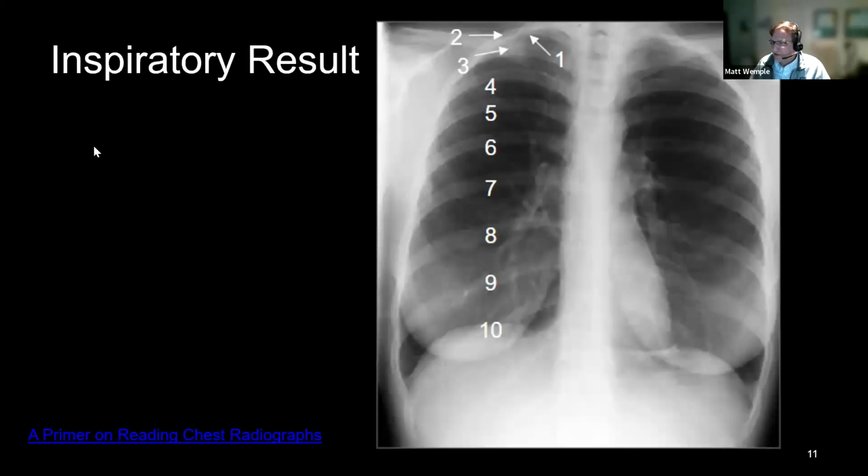Okay, inspiratory result. This is where you're counting ribs to see if the patient took a deep enough breath, and the goal is 10 ribs. The problem is that the first two ribs are really hard to see.